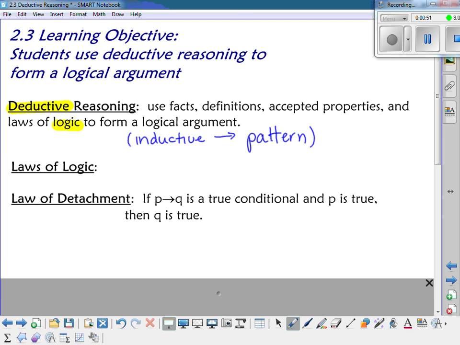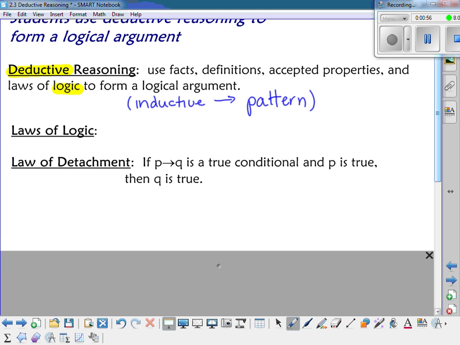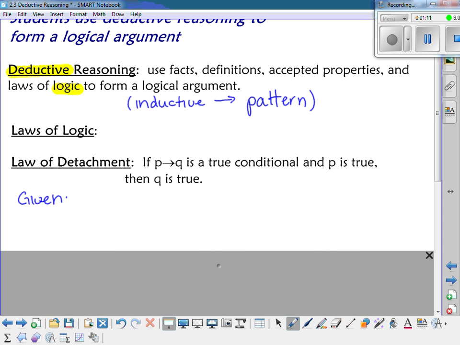The first law of logic is called the law of detachment. What the law of detachment says is, if P then Q is a true conditional and P is true, then Q is true. And so you will be given one if-then statement, so if P, then Q, and then you'll be given another statement that satisfies the hypothesis, just P. So you're starting off with only one if-then statement.